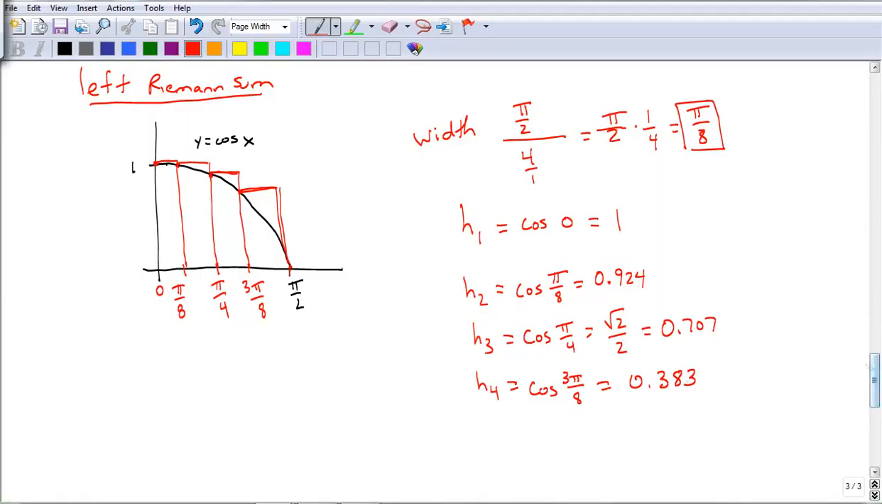So I know the height of all these rectangles, and the width is pi over 8. Notice they're all above the x-axis, so all these areas are positive. If the area is below the x-axis, it would be negative. So the area of the first rectangle, the width is pi over 8, and the height is 1, so I get pi over 8 as the area of the first one. To find the area of the second rectangle, the width is pi over 8, and the height is 0.924. So pi over 8 times 0.924 gives me 0.363.